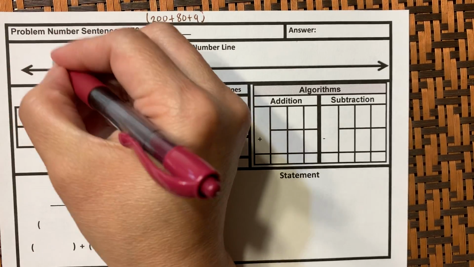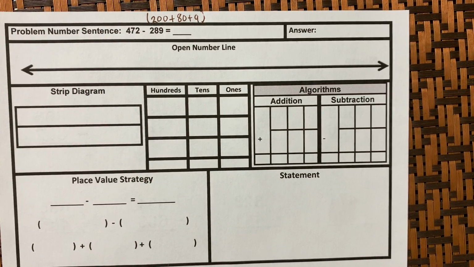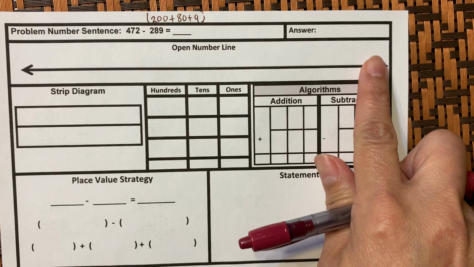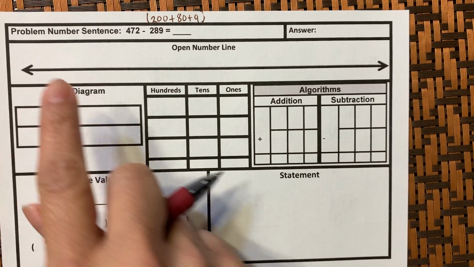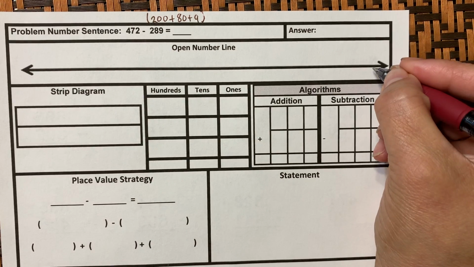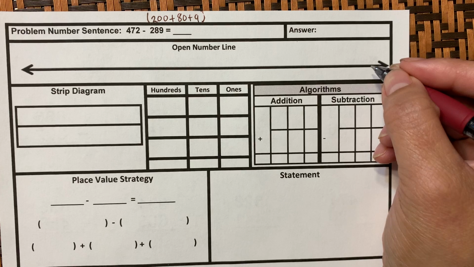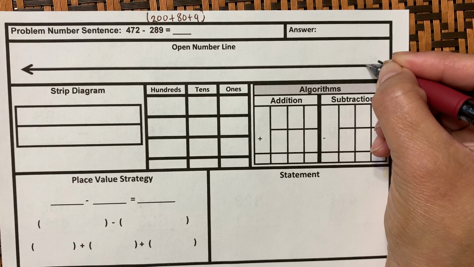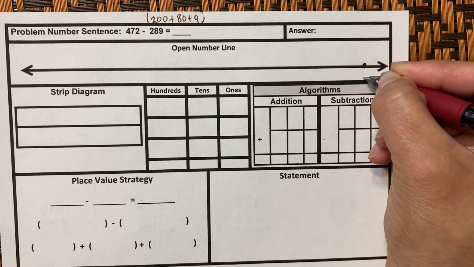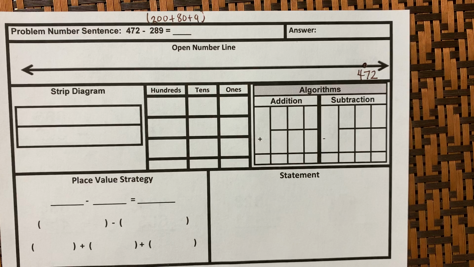All right, so the first thing I do is I find the first number, but since this is subtraction, I'm going to start on this side. When we did the one for addition, we started on the left side, but this is subtraction. And since the number is going to be getting smaller, you do not leap forward, because leaping forward means the number is increasing. This number will be decreasing. So I'm going to write my first number over here on the right, 472.